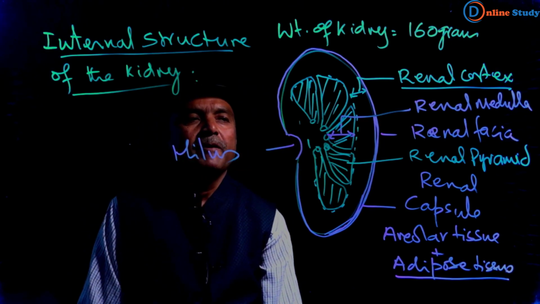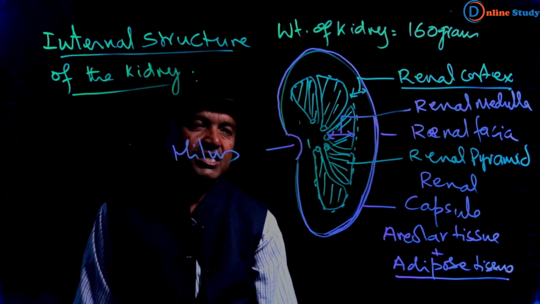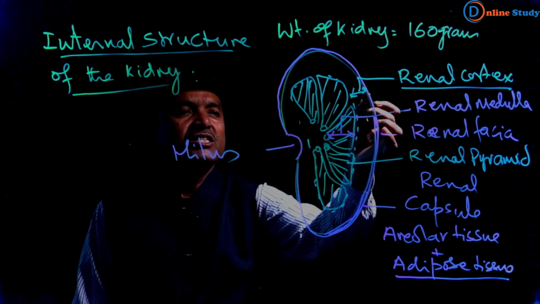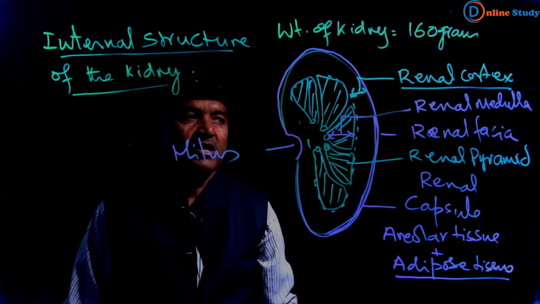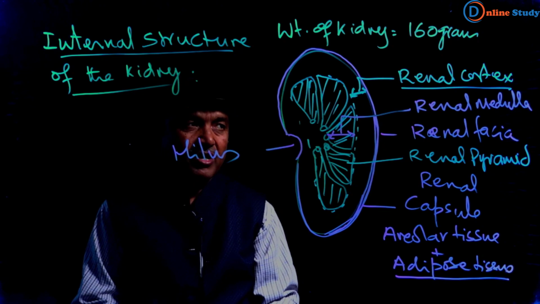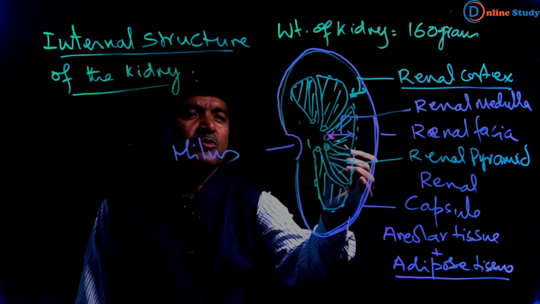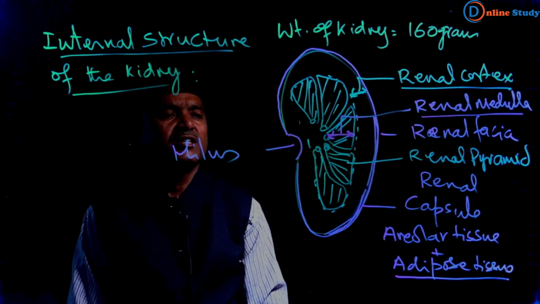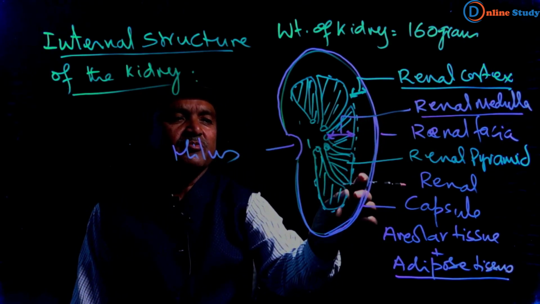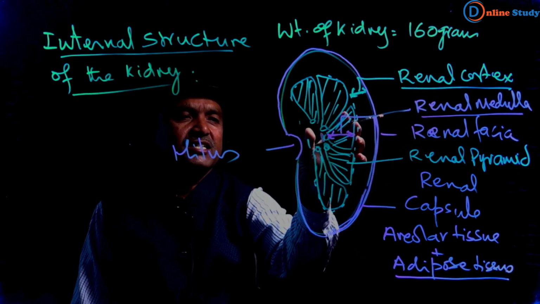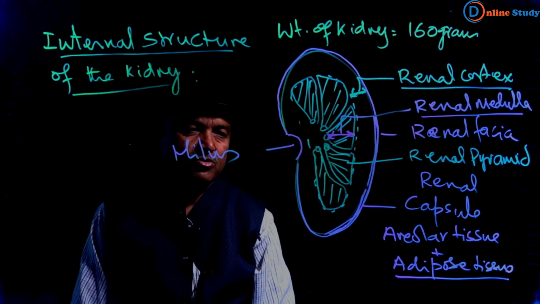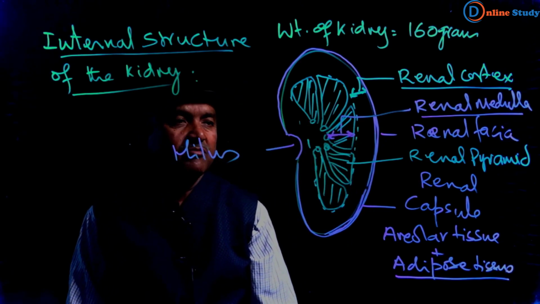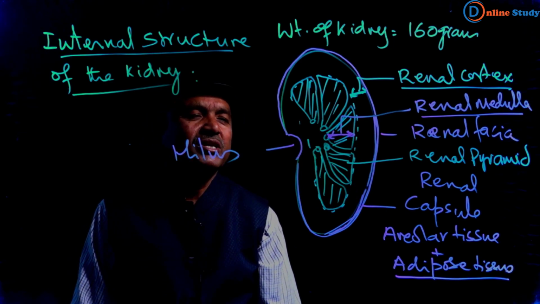Again, listen. We are going to discuss the internal structure of the kidney. The kidney is divided into two parts. The outer part is called the renal cortex, and from here to here, this structure is called the renal medulla. So the outer thick surface is known as the renal cortex, and the inner surface is known as the renal medulla. The renal medulla consists of renal pyramids.